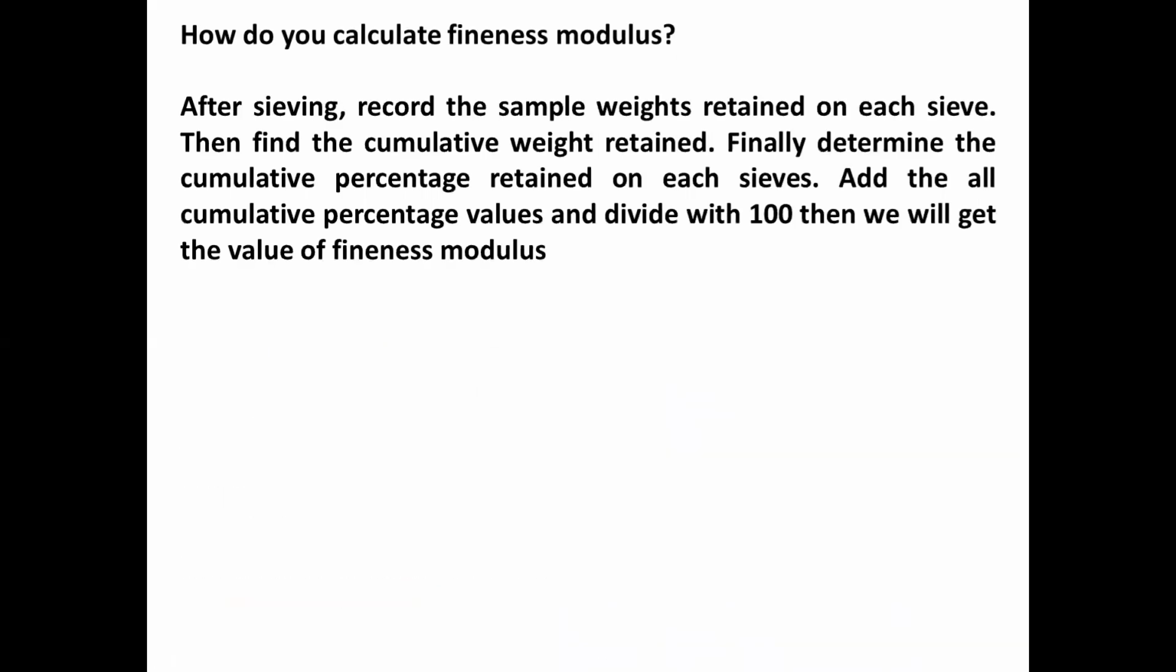How do you calculate fineness modulus? After the sieving process, record the sample weights retained on each sieve, then find the cumulative weight retained. Finally, determine the cumulative percentage retained on each sieve. Add all cumulative percentage values and divide by 100, then you will get the value of fineness modulus.